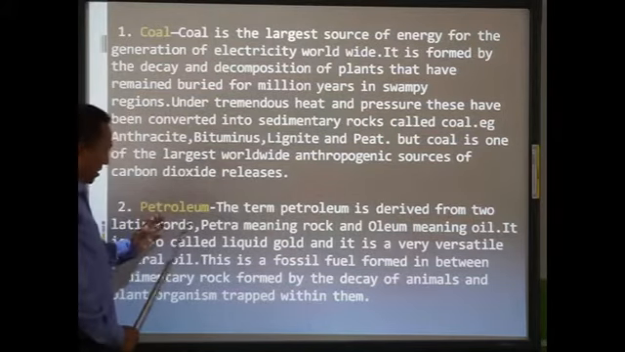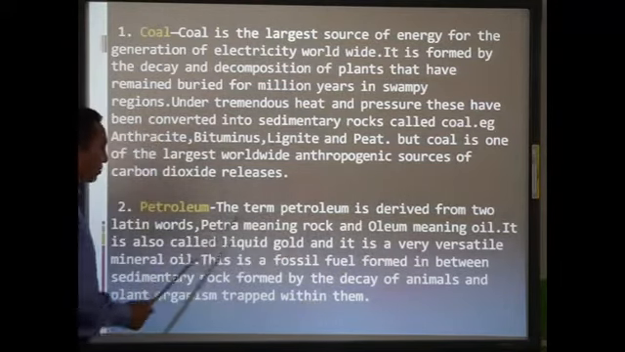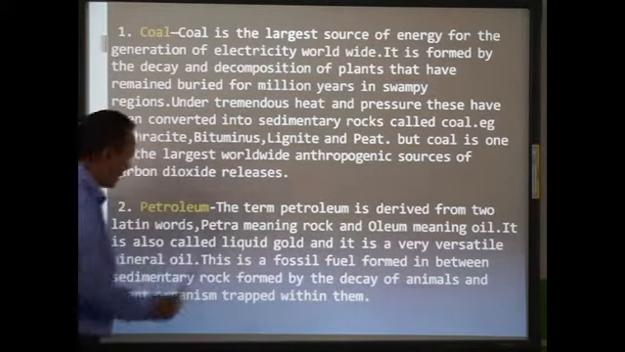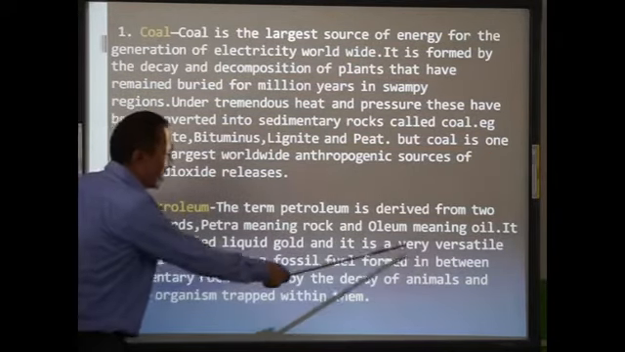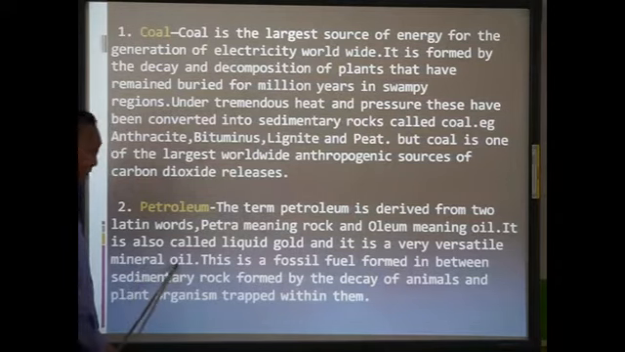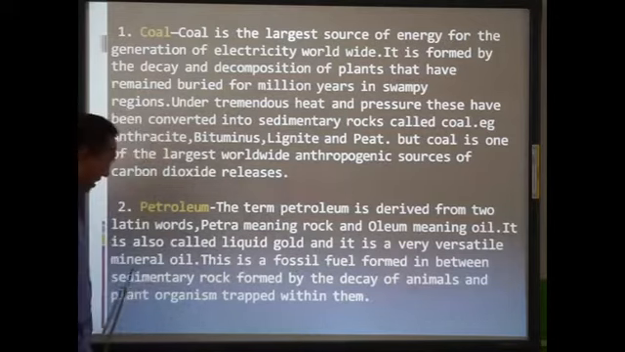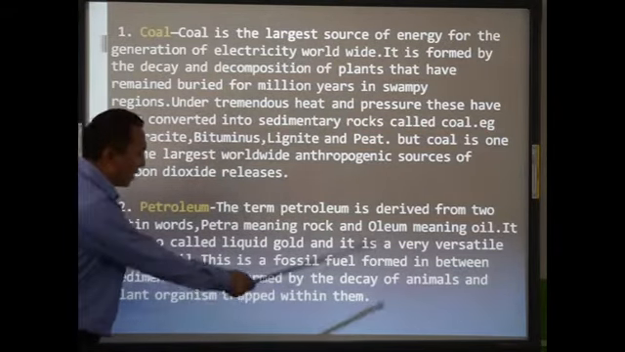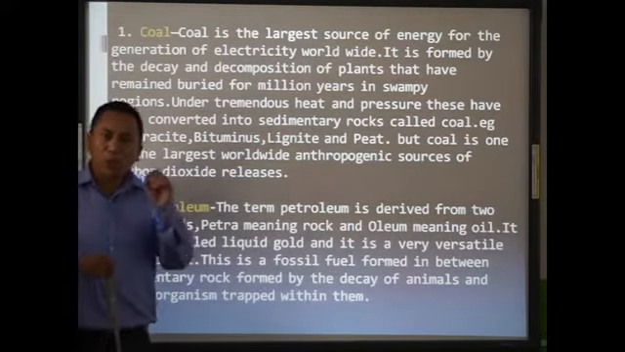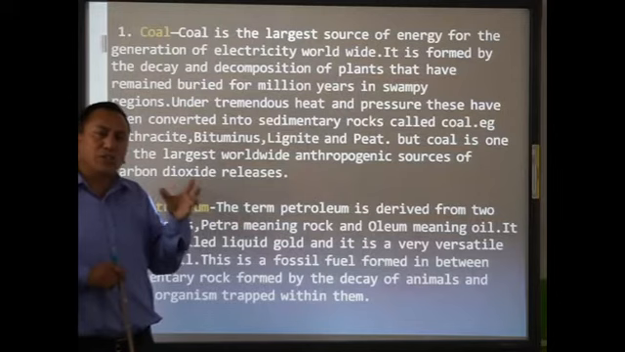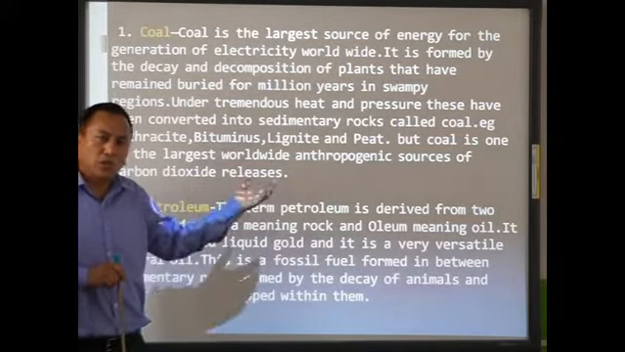Okay, so here we can see, the term petroleum is derived from two Latin words, petro meaning rocks and oleum meaning oil. It is also called liquid gold and it is a very versatile mineral oil. This is a fossil fuel formed in between the sedimentary rocks, formed by the decay of animals and plants, organisms trapped within them. Even like the coal formed because the plants were submerged under the ground and under tremendous heat and pressure turned into coal.